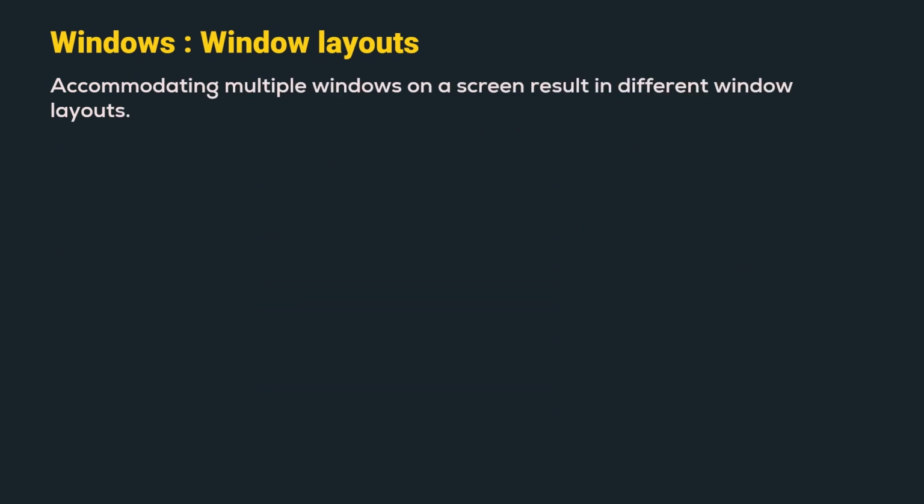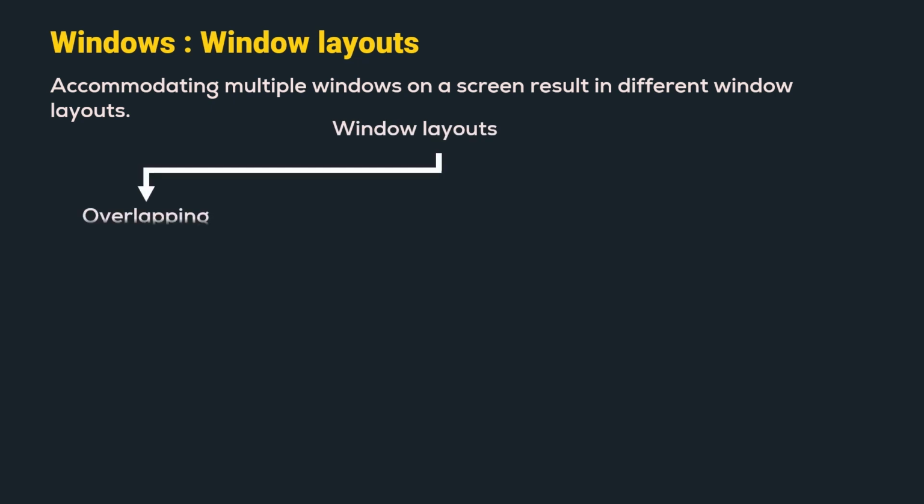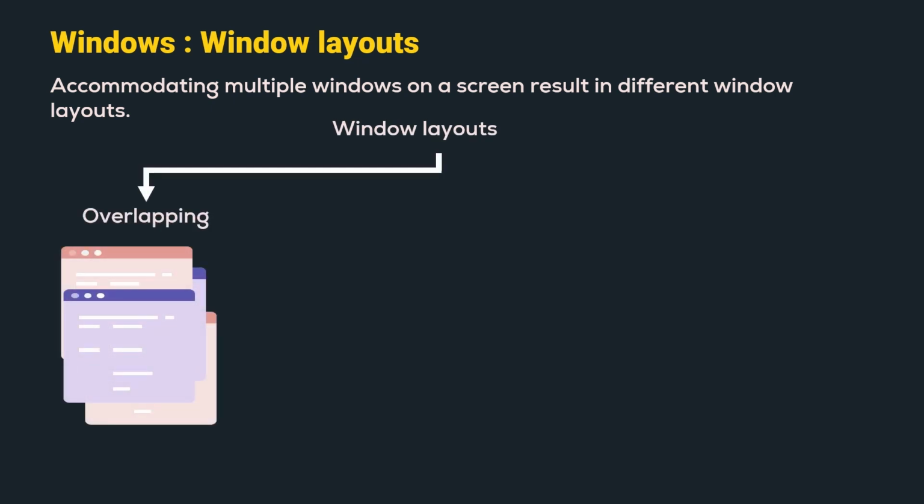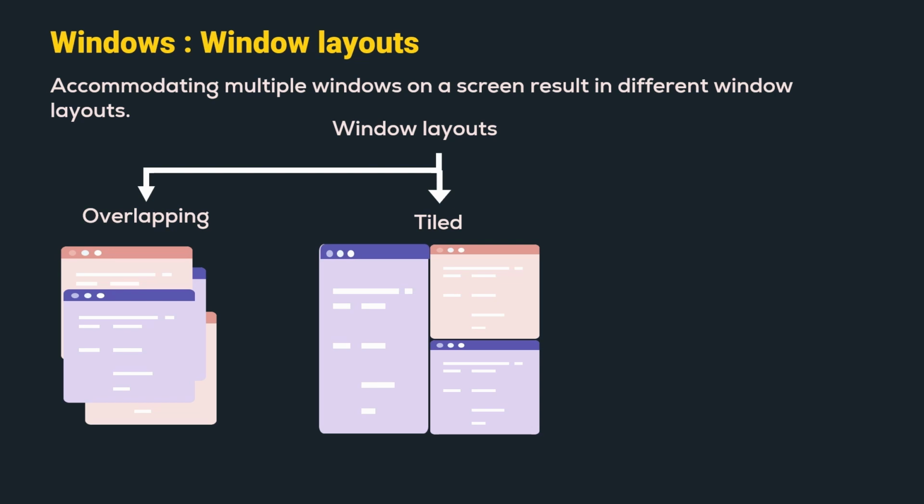Accommodating multiple windows on the screen results in different window layouts, the first of which is overlapping. In overlapping windows, one window sits on top of another and the back window is partially obscured and then refreshed when exposed again. As we can see here, overlapping windows can hide vital information. Hence, the next window layout, tiled, can be used, where the windows adjoin but do not overlap, thus allowing us to see all the information.